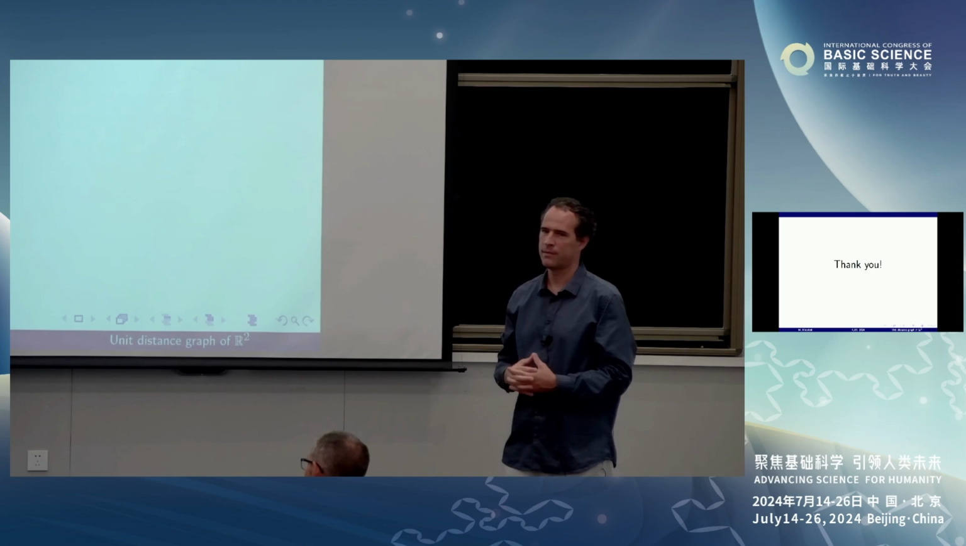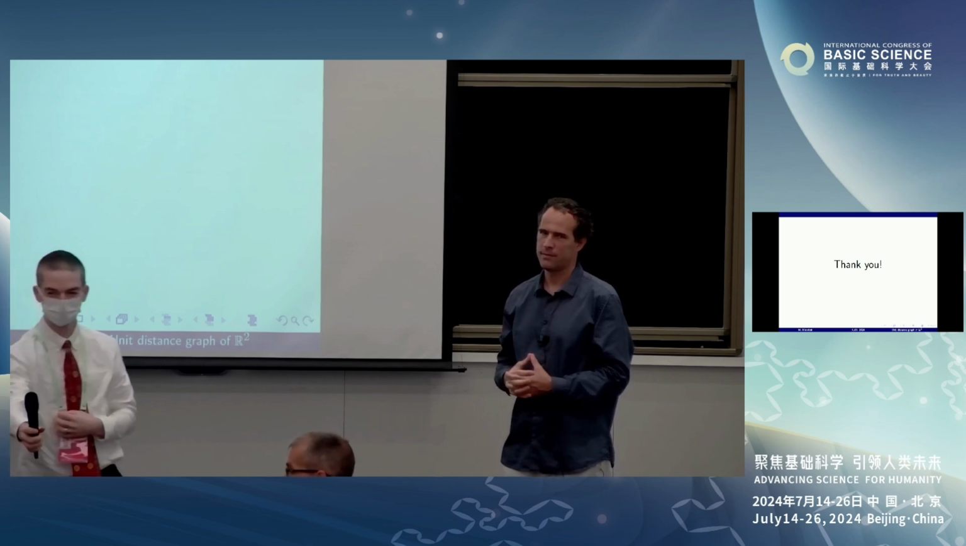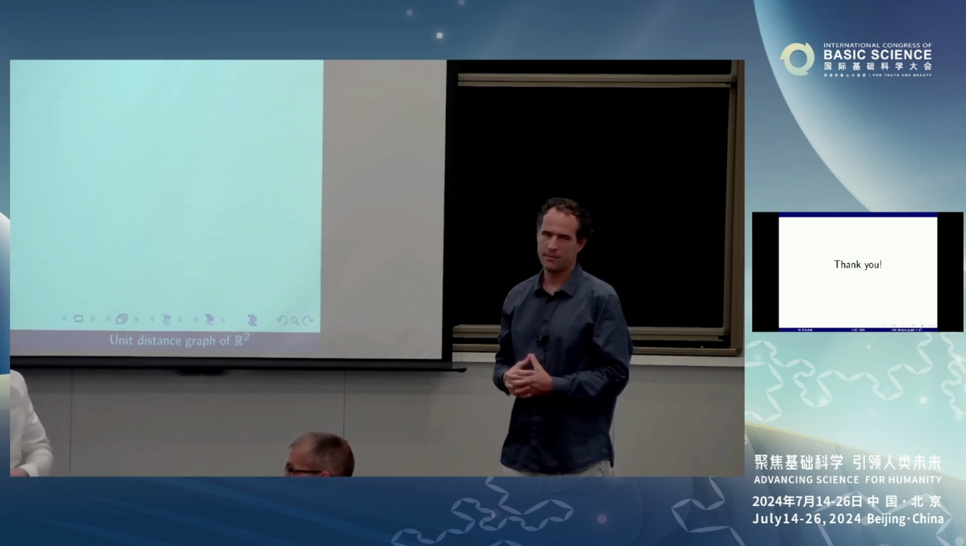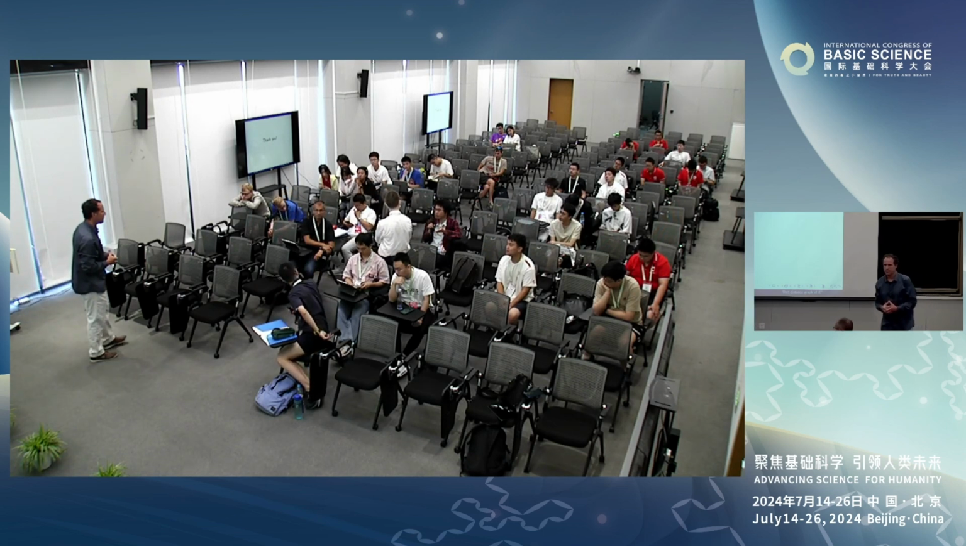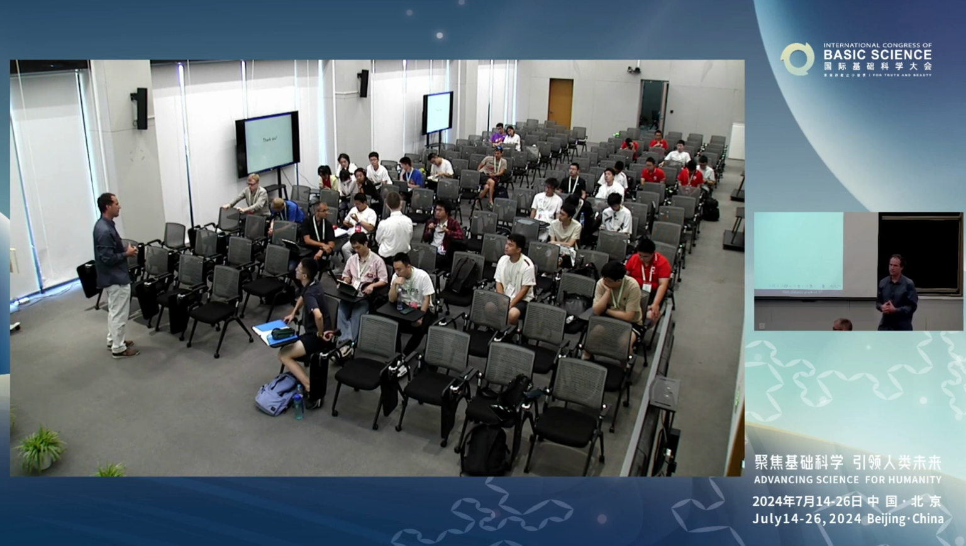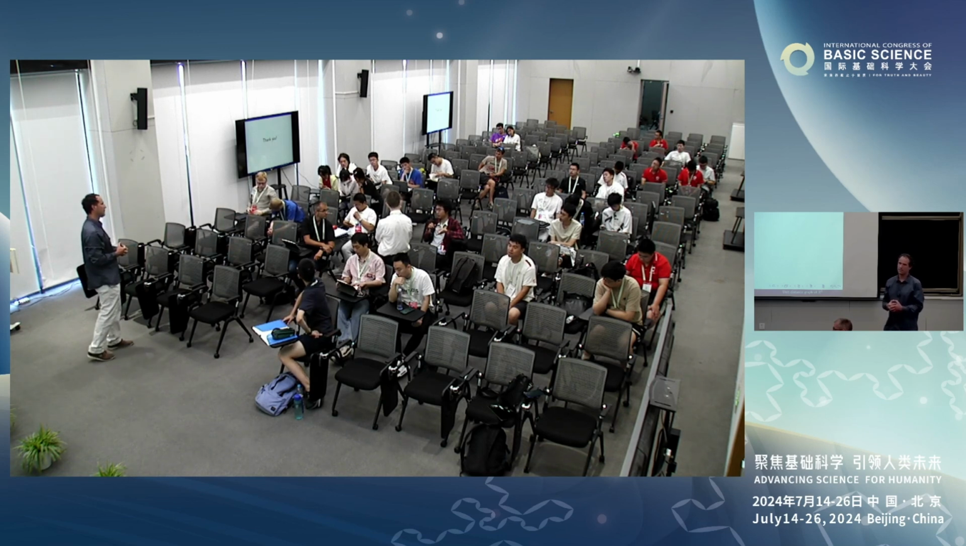Other questions? Maybe one more question. So do you think there are further constraints that you can find to improve the estimation for delta significantly?